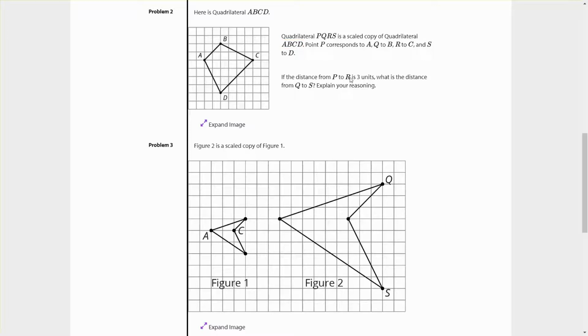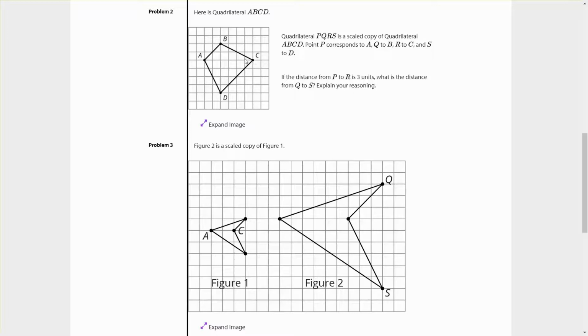Now, if the distance from P to R is 3 units, what is the distance from Q to S? Well, P to R corresponds to, sorry, A to C, because it's based on this name, right? P to R, A to C. So if I look over here and I see A to C, what's the distance across if P to R is 3 units? Well, from A to C, if I look at my grid, 1, 2, 3, 4, 5, 6 units across.